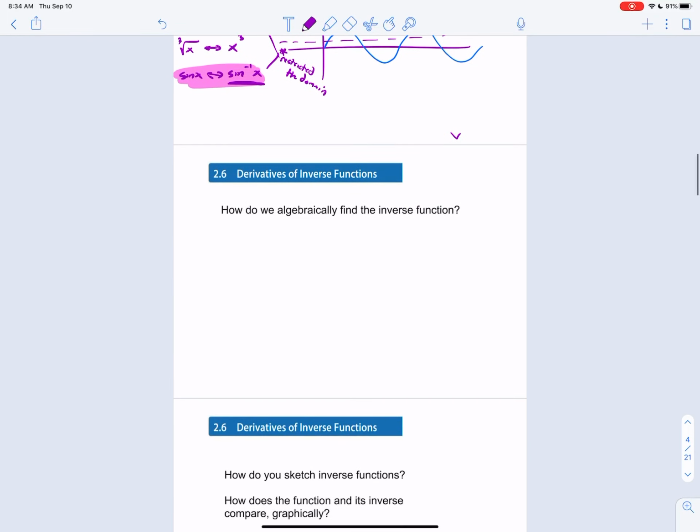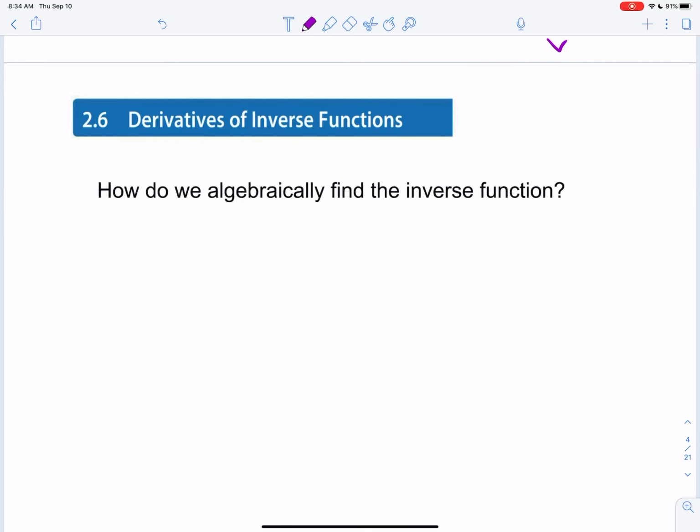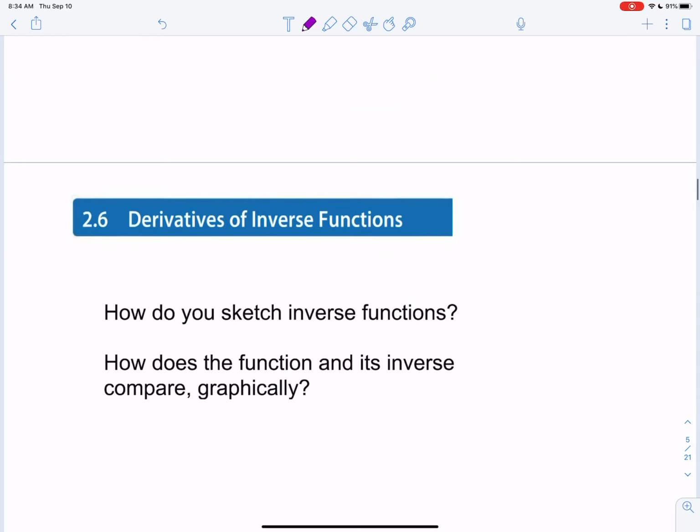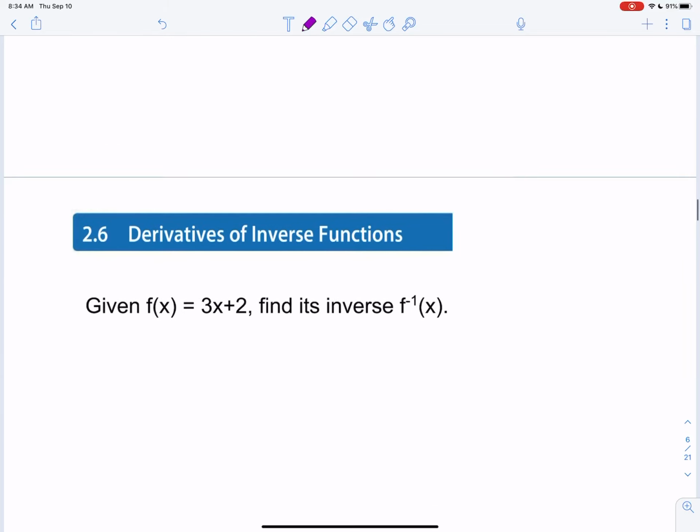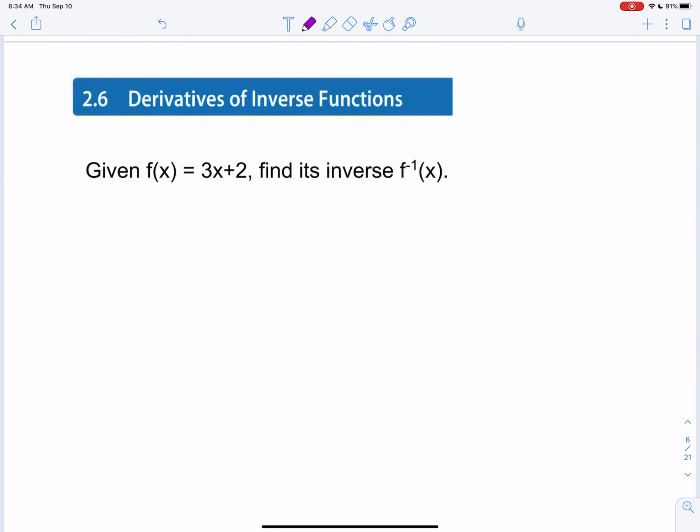Okay, so some things that we're going to review. At some point, your teacher taught you how to algebraically find the inverse function. Now, do you remember how to? It's okay if you don't. And then we're going to explore how we sketch inverse functions and how that compares. All right, so we're going to go back to Desmos in a second to take a look. So here's my first example for you guys. Go ahead and write it down. Press play when you're ready.